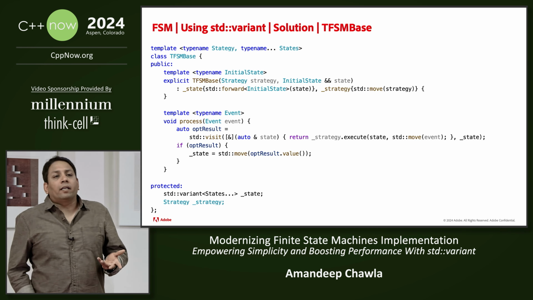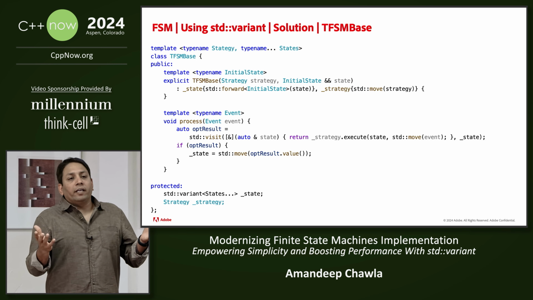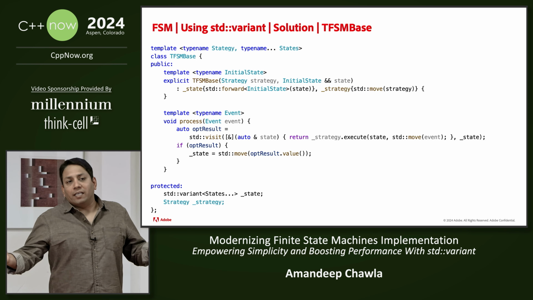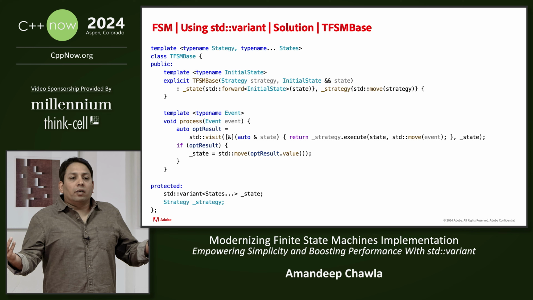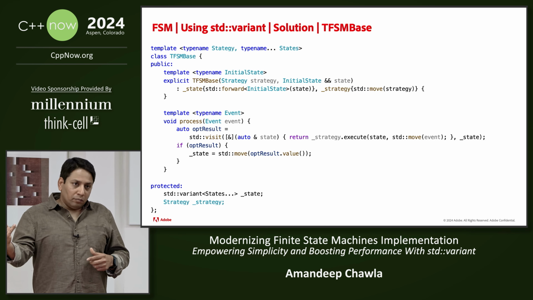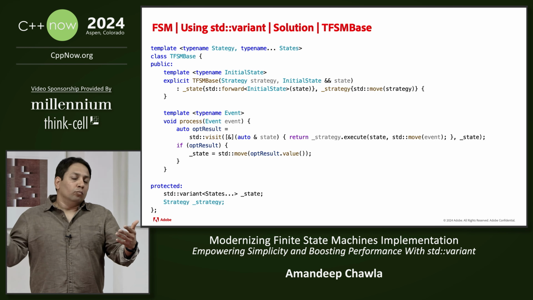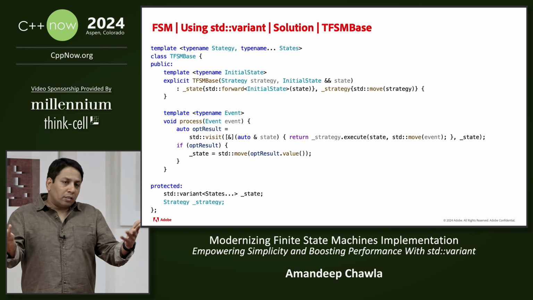With variant, initially it needs to know the size of the largest type it needs. Next, what it does is call the destructor of whatever the previous thing is, move things into the new thing, and call the constructor. That's it.